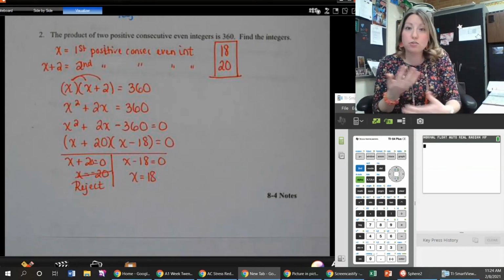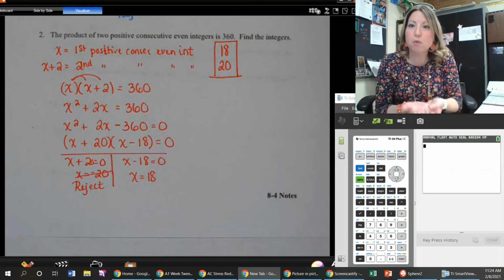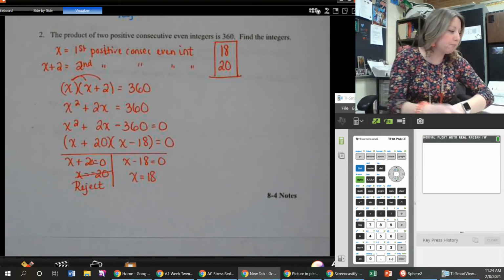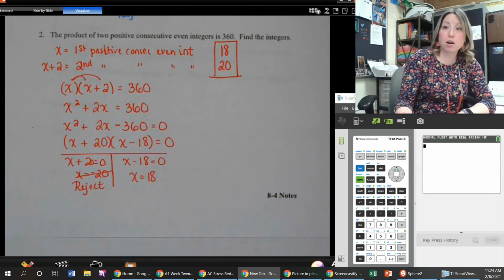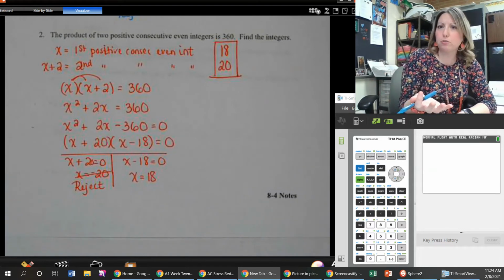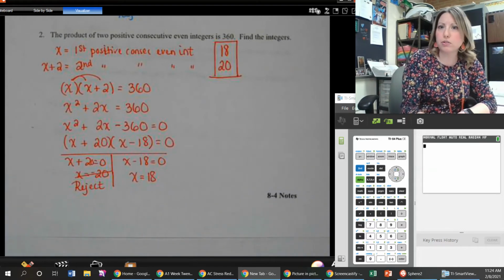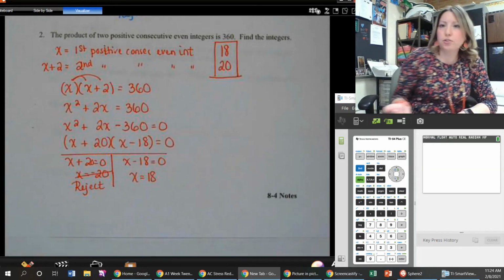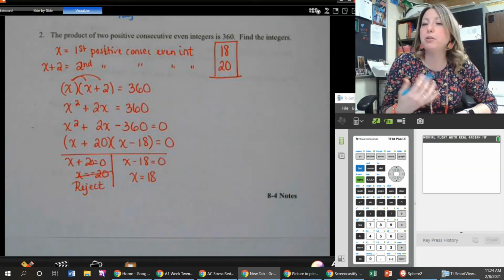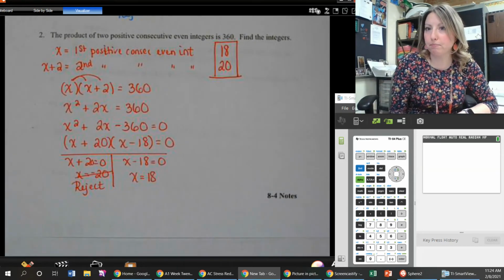Then I checked it in my head. You see how I was talking through the check, right, to make sure that those multiply together to give me 360? Well, that's one of the things you want to make sure you're doing as well. Do your answers make sense? If you get decimals and you were supposed to get integers, your answers don't make sense. That means something went wrong and you got to try again.